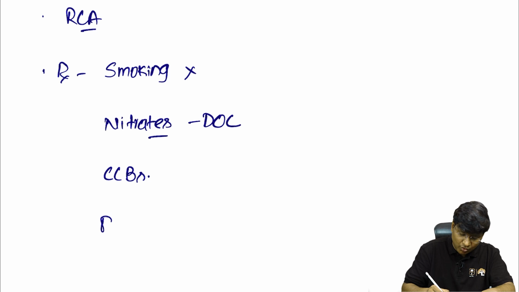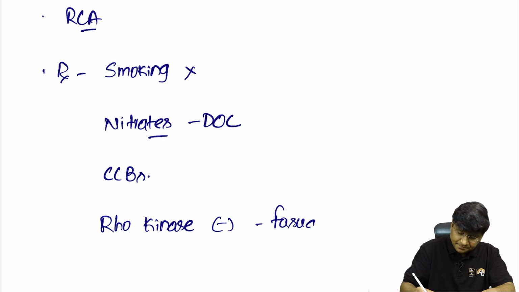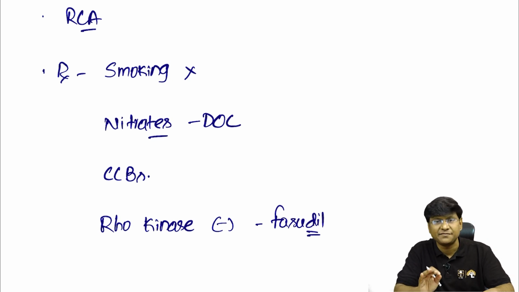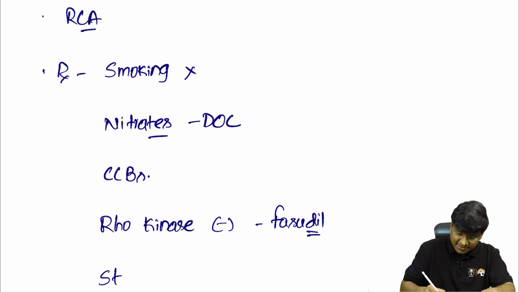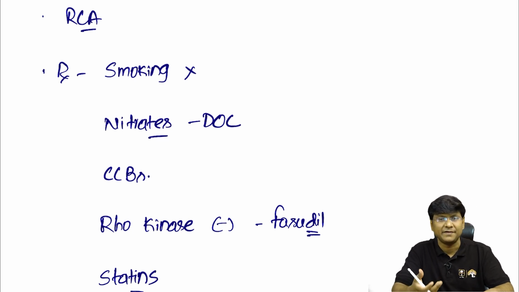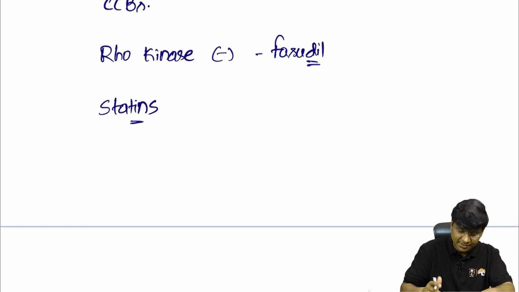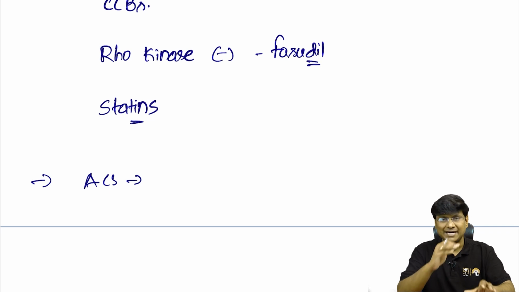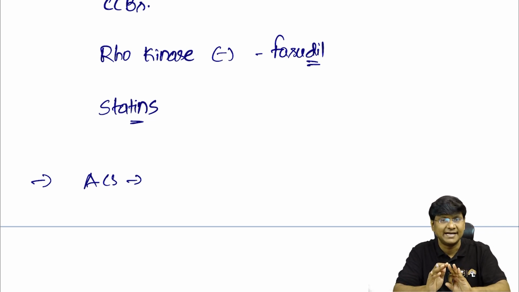And we also have a Rho kinase inhibitor, and the example of the Rho kinase inhibitor is fasudil, right? Fasudil will inhibit the acetylcholine-induced spasm. And the other drugs that can be given are the statins. Statins, by their pleiotropic effect, also prevent coronary spasm. So this is about the treatment of Prinzmetal angina, which is also called variant angina. Then you take acute coronary syndrome. In acute coronary syndrome, you have three parts of the spectrum: unstable angina, NSTEMI, as well as STEMI.